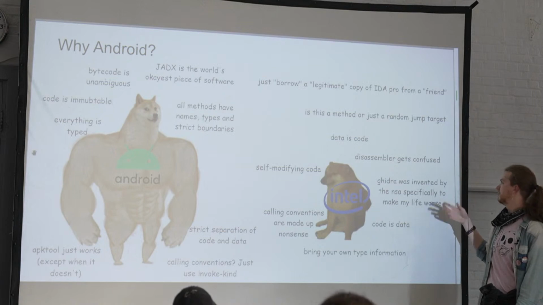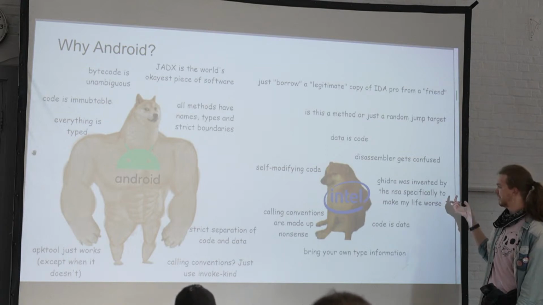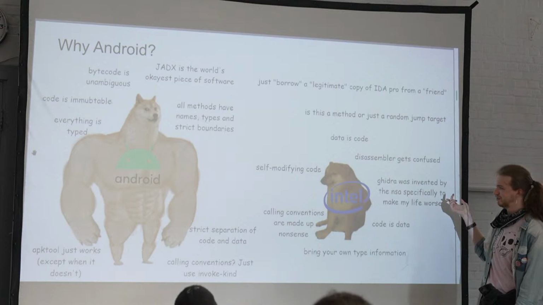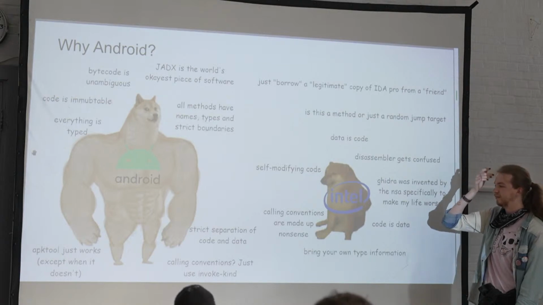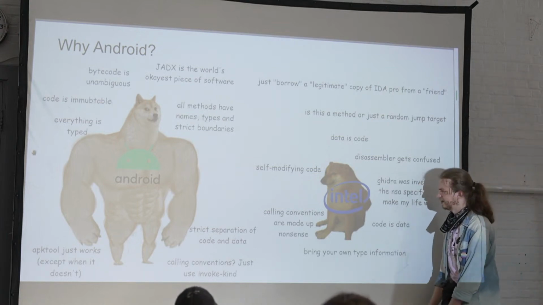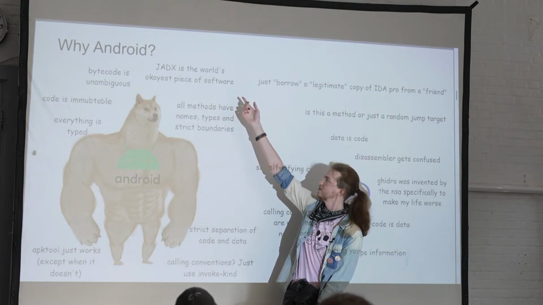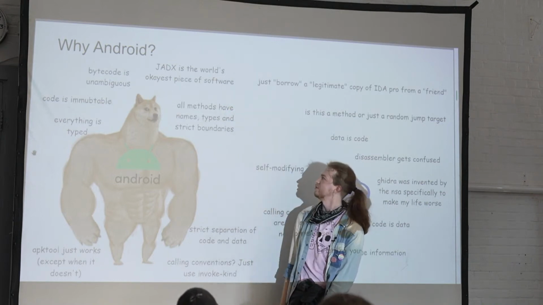With regards to tooling, if you don't want to borrow a legitimate copy of IDA Pro, there's Ghidra, which was invented by the NSA specifically to make my life worse. Can never get it to work the way I wanted to. There's Discount Bin IDA Pro, which is Hopper. There's the other Discount Bin IDA Pro, which is Binary Ninja. Then there's Radare 2, which no one ever gets to work. So yeah, that's not a problem that you have with Java. We got JADX, the Java DEX decompiler, world's most okayest software.